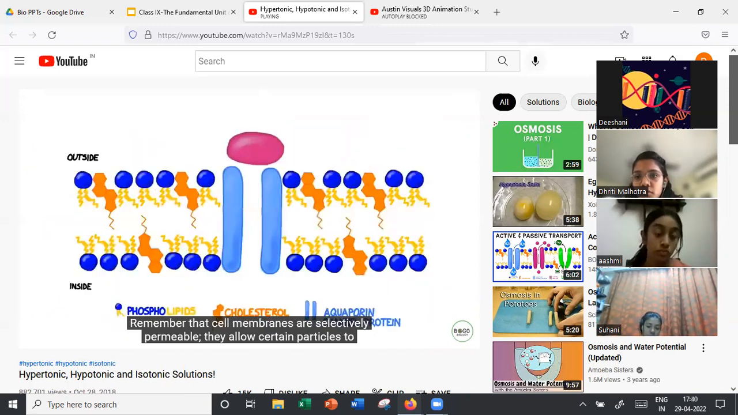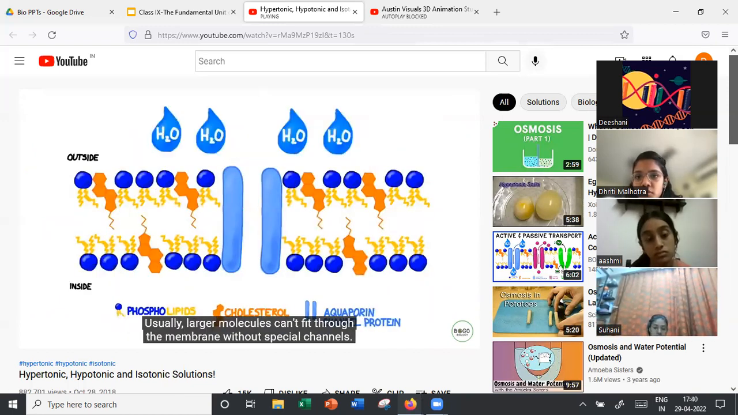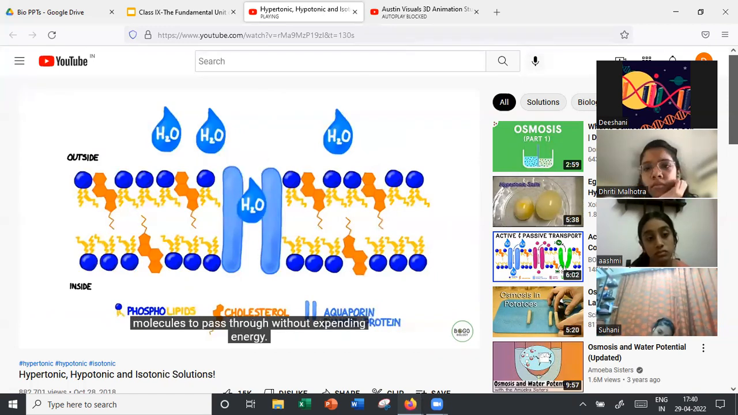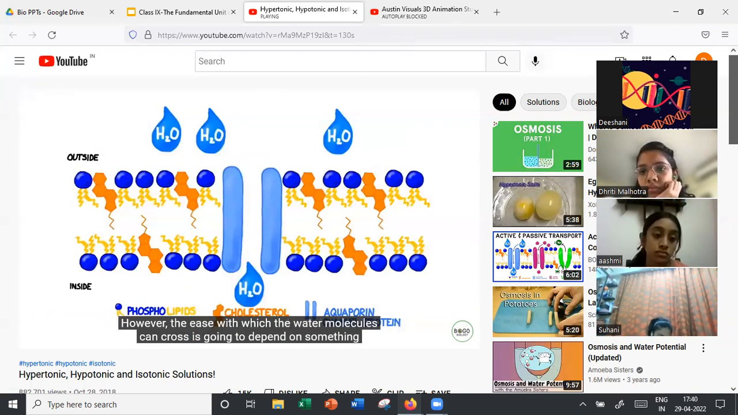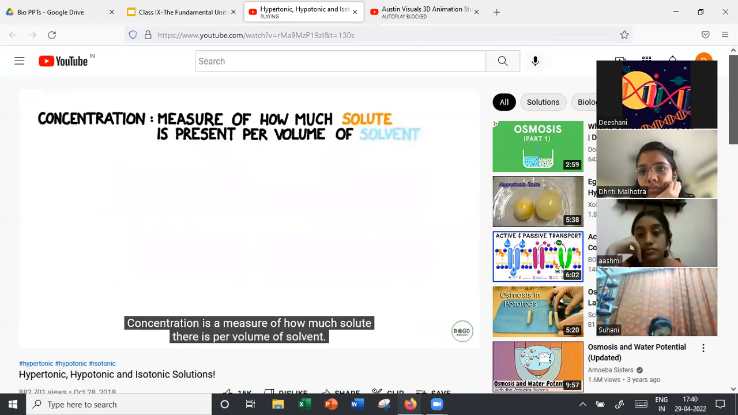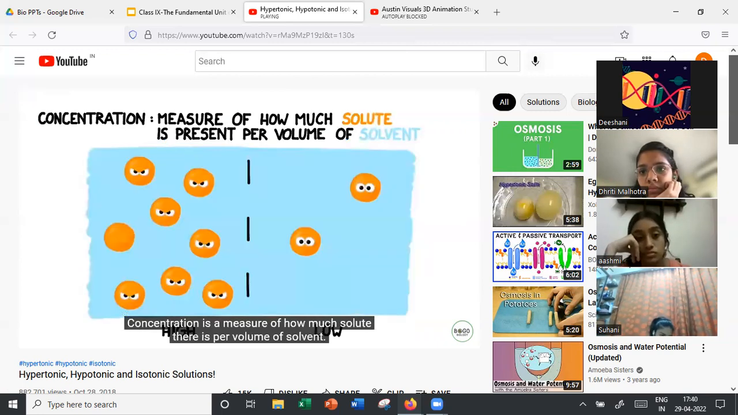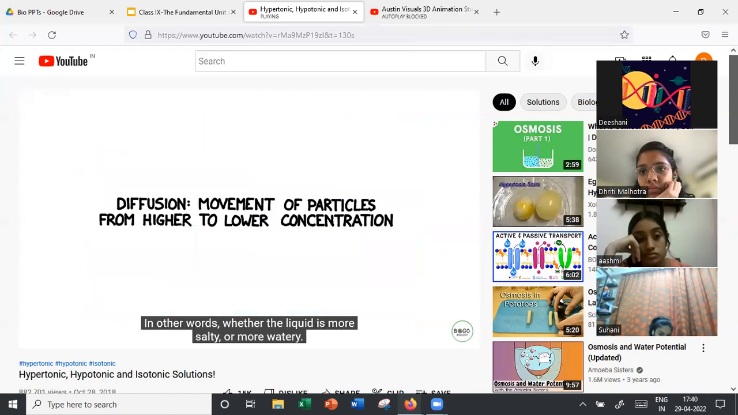Remember that the cell membrane lets some molecules through, but not others. Usually, the cell membrane is fitted with special proteins that let water through without expending energy. However, the ease with which the water molecules can cross depends on concentration, which is a measure of how much solute there is per volume of solvent. In other words, whether the liquid is more salty or more watery.